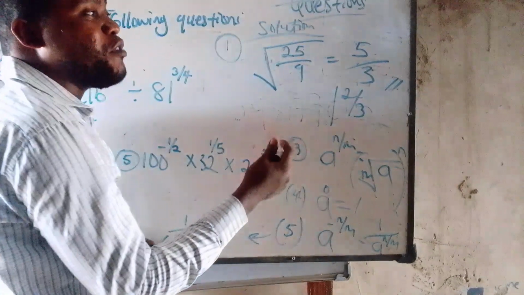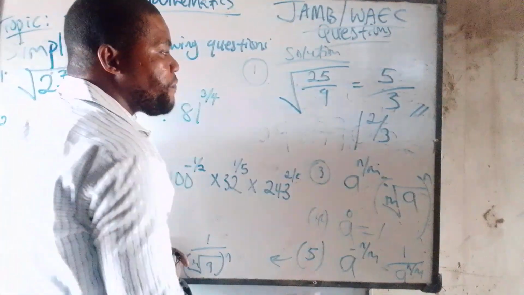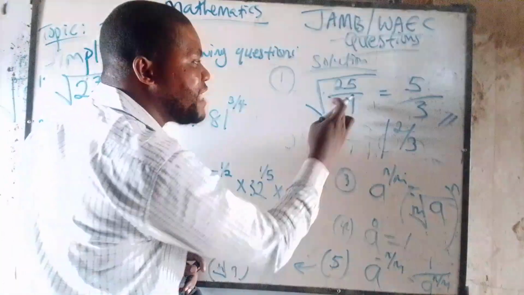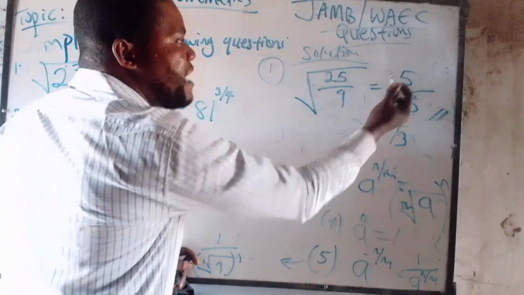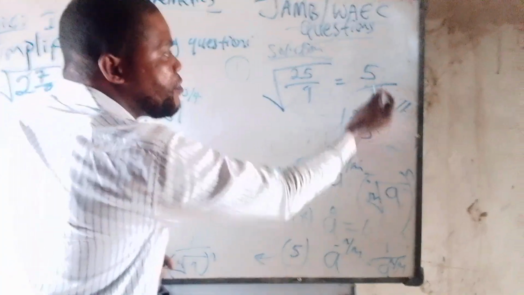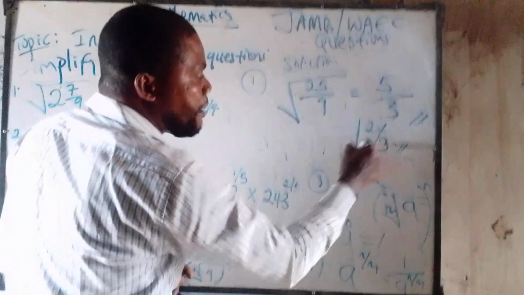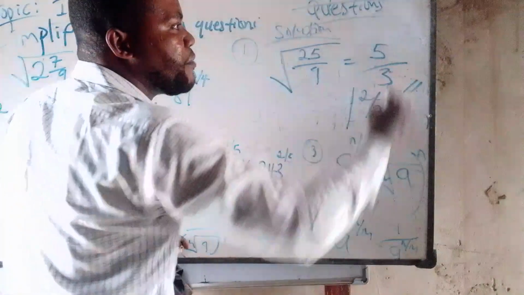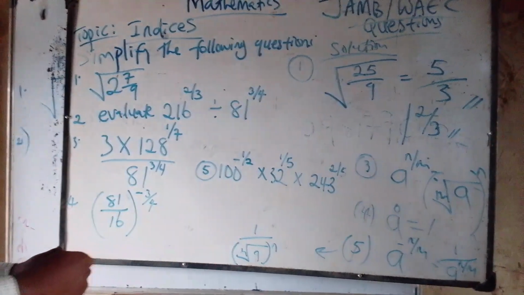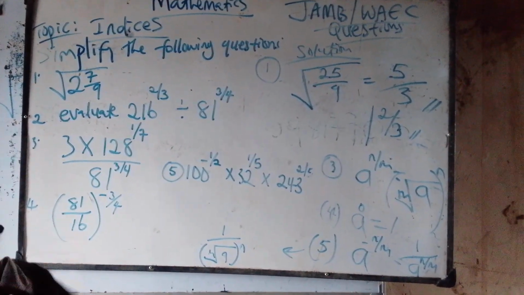Or you now say, what number can you times 2 times to get 25, which is 5? What will I times 2 times to get 9, which is 3? So my answer is now 5 over 3. Or 3 will enter 5 how many times? 1 time, remainder 2 over this 3. Look at my answer in mixed fraction. Look at my answer in improper fraction. This is what it's supposed to be. I'm done with number 1.